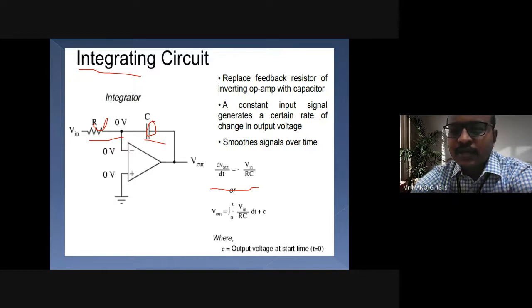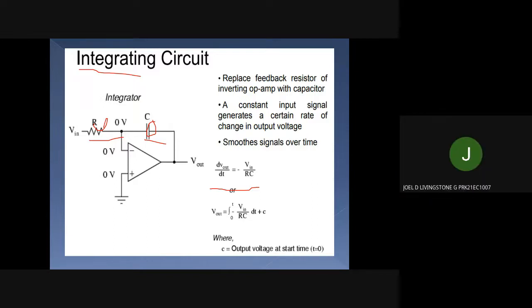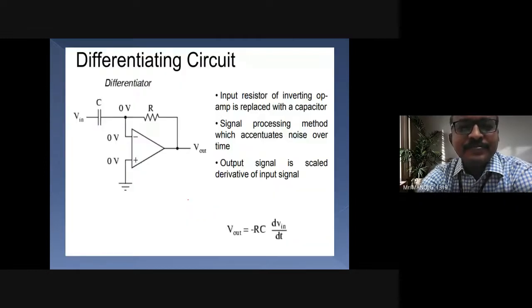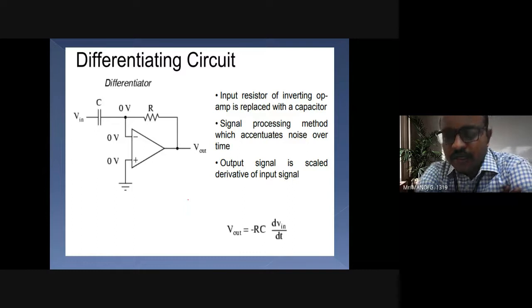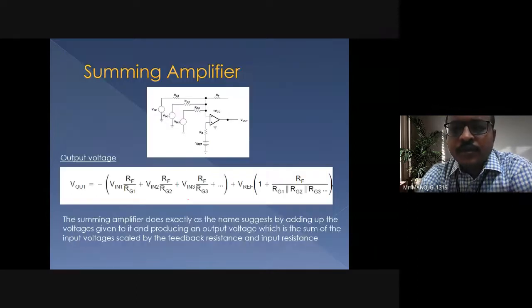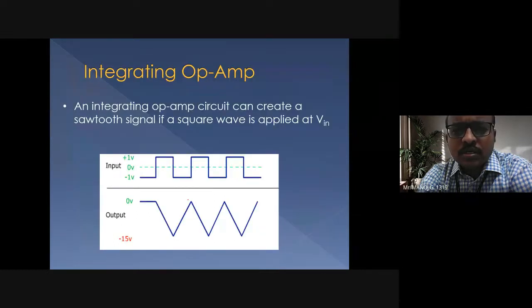So V in and then a capacitor and then the resistor and it will go to the output, sir. Yeah, you're right. Okay, it's RC, right? I think this is the input.